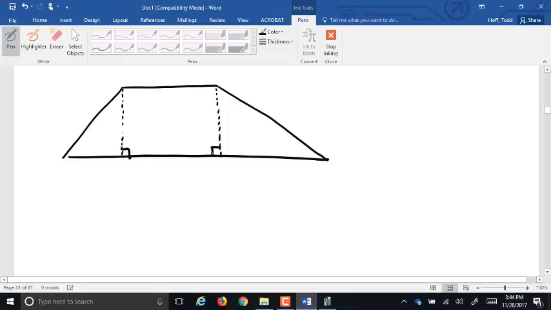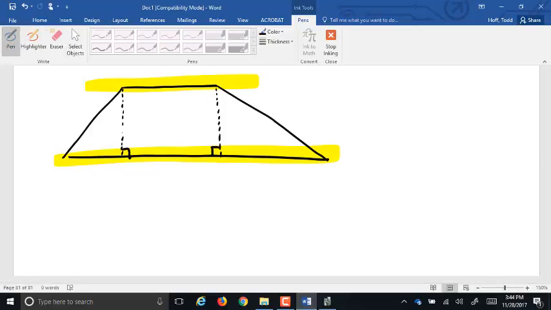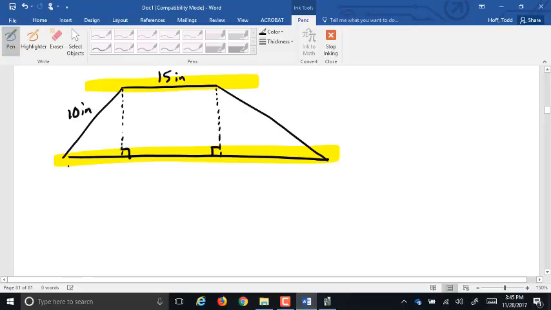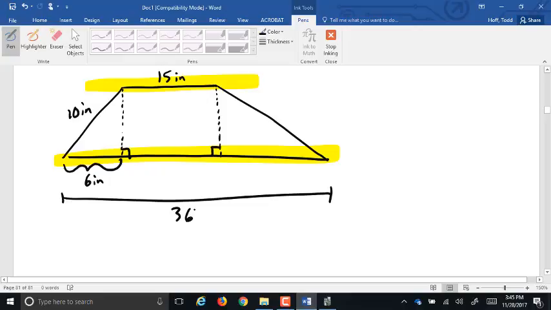So we're going to look at a trapezoid here quick. Now a trapezoid has two sides that are parallel, the top and the bottom in this case. I'm going to tell you that the top up here is 15 inches. This side over here is going to be 10 inches. From here to here is going to be 6 inches. All the way across the bottom is going to be 36 inches.